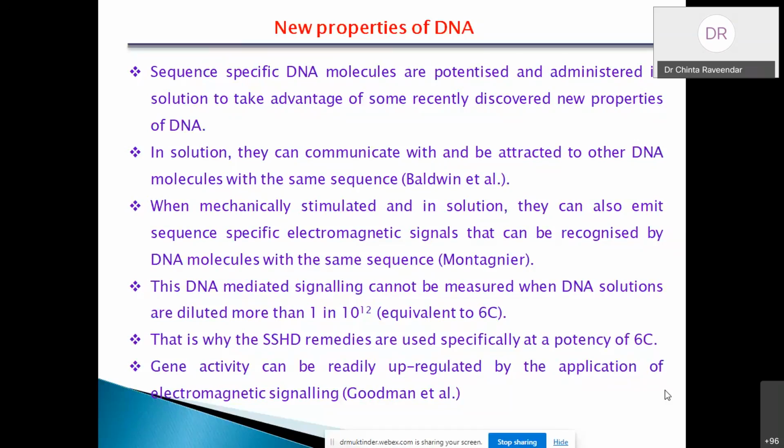in 10 to the power of 12. So, that is nothing but 6C potency. Beyond 6C potency, we cannot measure. So, that is why these remedies are prepared in 6C potency. The gene activity can be readily upregulated by the amplification of electromagnetic signaling. There is already proof. If we can produce electromagnetic signal, it could be able to regulate the genes in a desired format, either through upregulation or downregulation.